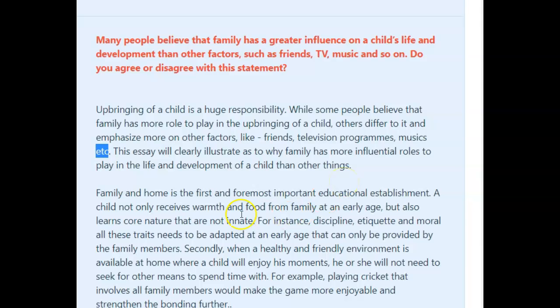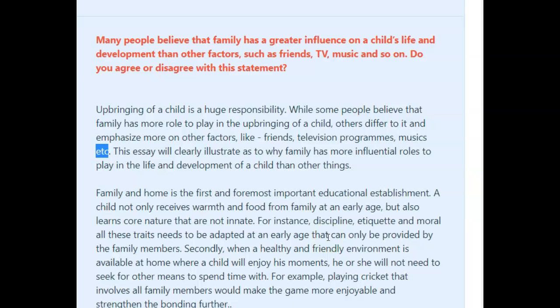A child not only receives warmth and food from family at an early age, but also learns core nature that are not innate. No, it doesn't learn core nature. It doesn't make sense. Core behaviors, core norms, core beliefs, but not nature. For instance, discipline, etiquette, and morals, are all, no. Let's see, discipline, etiquette, morals. No, discipline, etiquette, and morals are traits that need to be adapted at an early age. Not adapted, adopted at an early age, which can only be provided by family members.